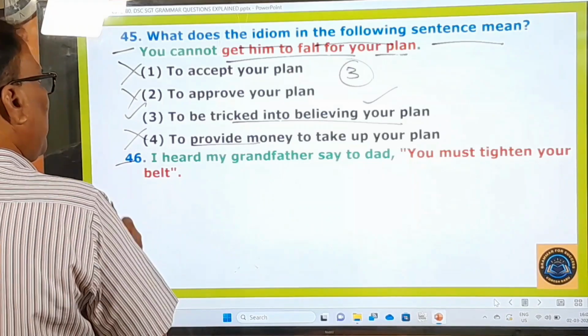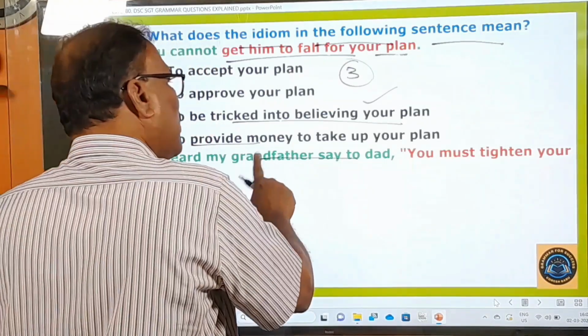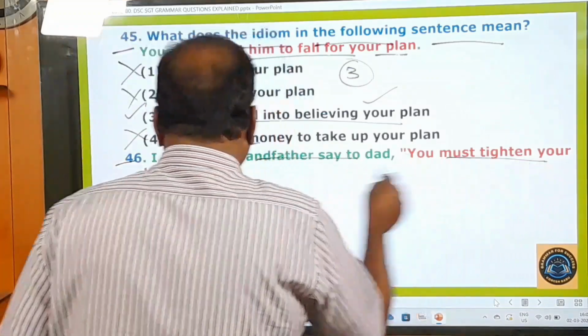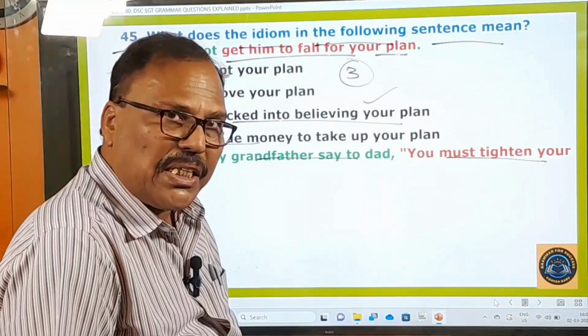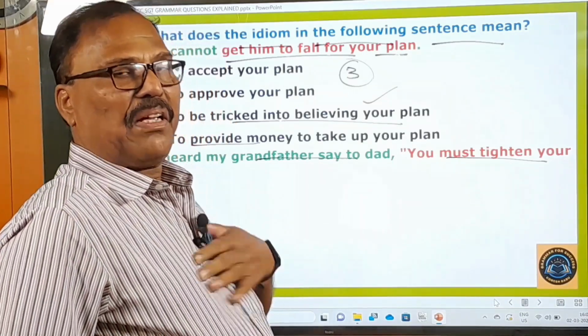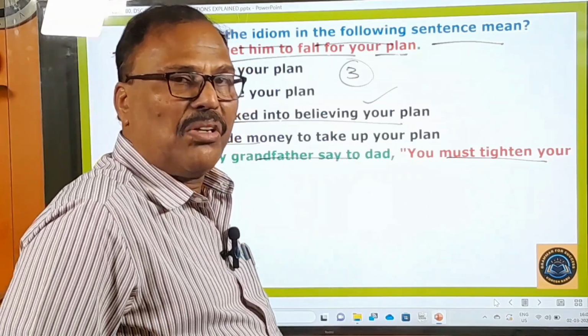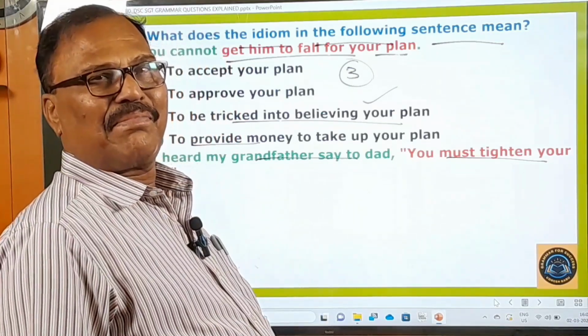46th question. What is the 46th question? I heard my grandfather say to dad. What did this grandfather say to this dad? It means you must tighten your belt. You must tighten your belt means not really tightening the belt. I have a big tummy, so whenever my trousers are going down, I'll be tightening my belt.